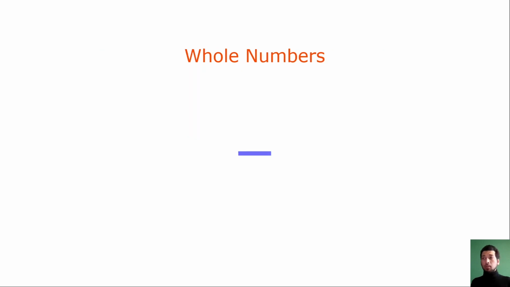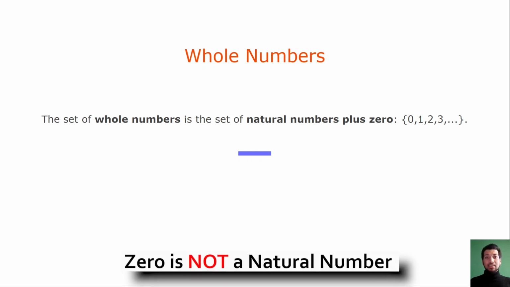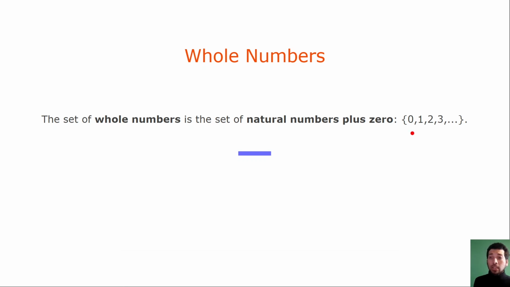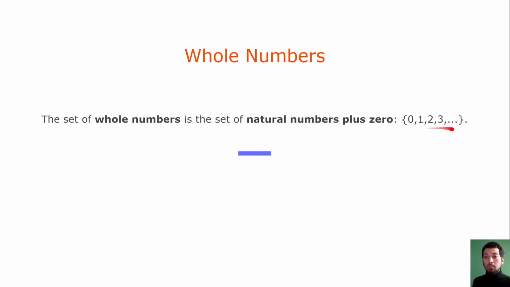Next, we have whole numbers. If we include 0 with natural numbers, we get the set of whole numbers. So the set of whole numbers is the set of natural numbers plus 0. Again, we can use braces to indicate this set: 0, 1, 2, 3, ellipsis, to indicate that this is also continuing to infinity. The symbol for whole numbers is W.